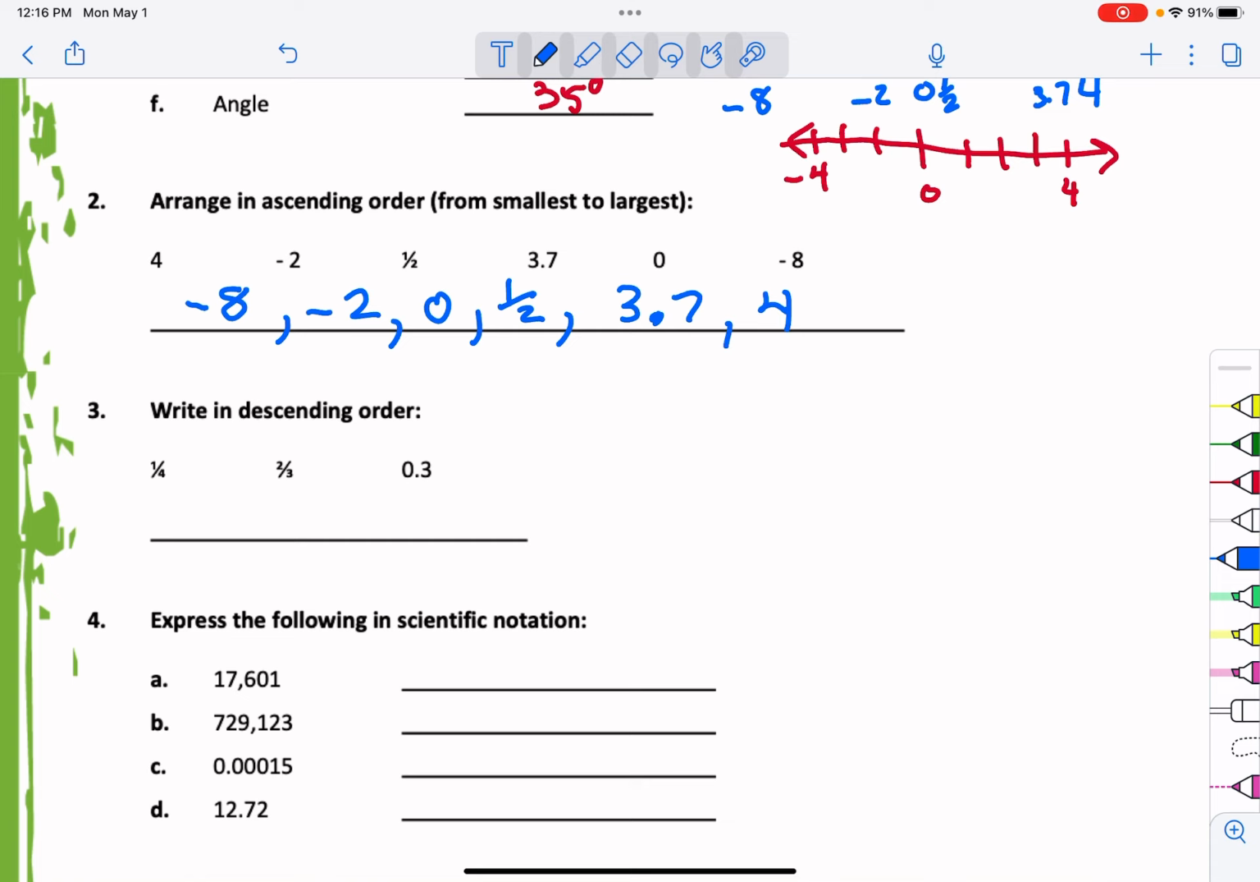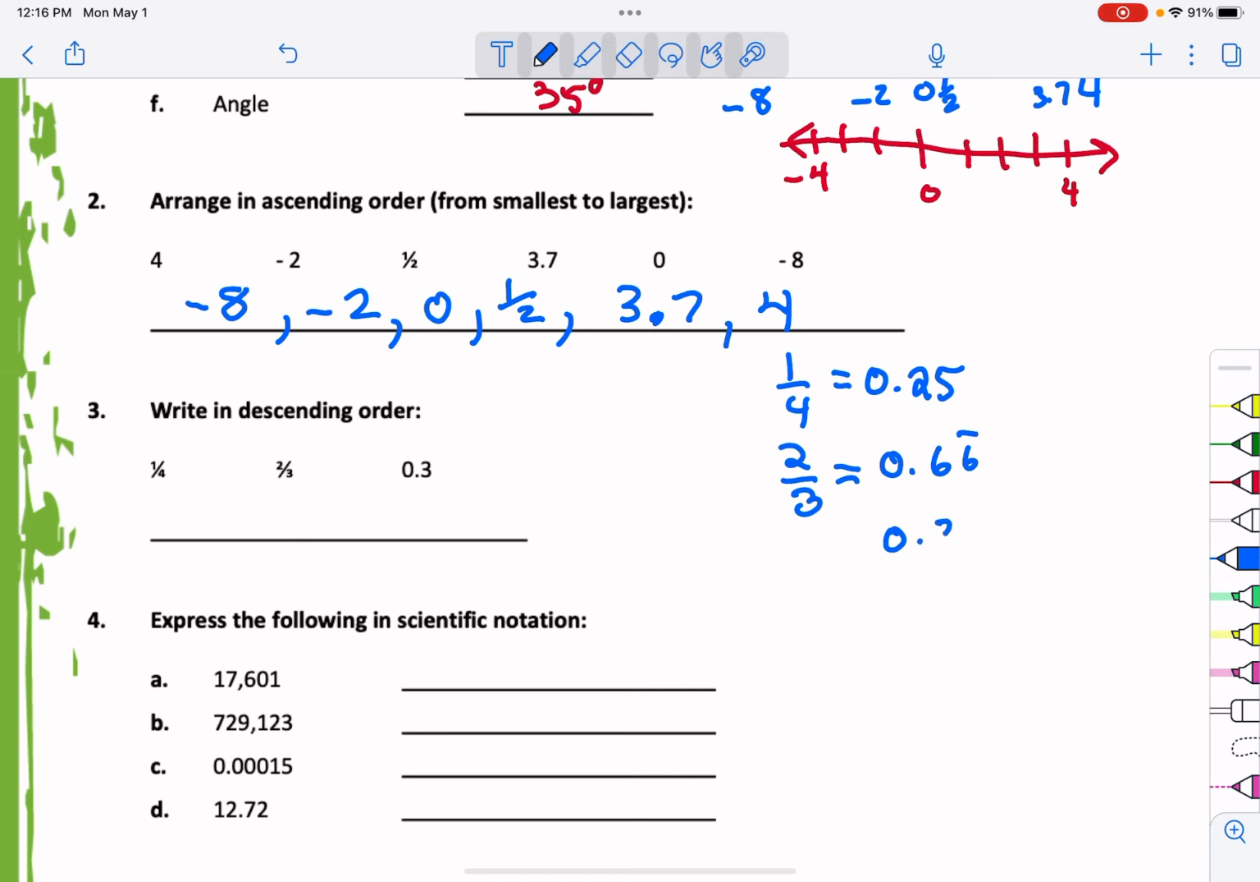Now, we have some fractions here. So let's think about their decimal. 1/4 is a common fraction. Most people will know that decimal. If you did 1 divided by 4, you're going to get 0.25. 1/3 is a 3 repeating. 2/3 is a 6 repeating. And you can check that by doing 2 divided by 3. And then 3/10 is 0.3.